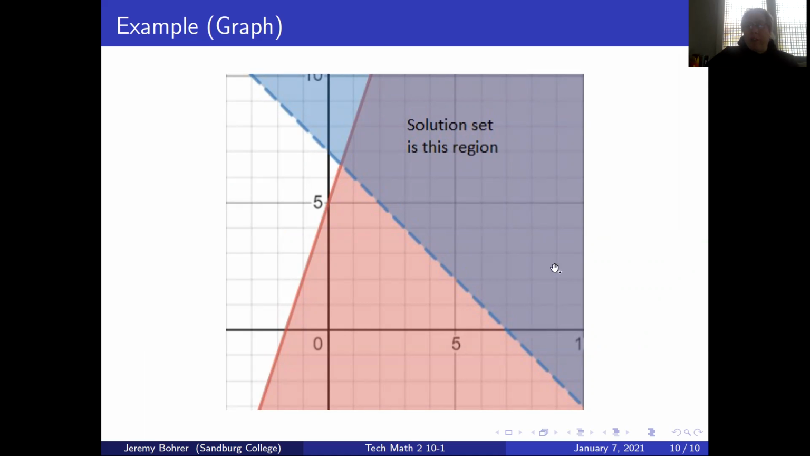So the solution set is the purple region where the blue and red regions overlap. Notice that this line here, the red line, is solid. That means that we include this part of that line in our solution set. While the dashed line, the blue line, is dashed, which means that line is not included in the solution set.